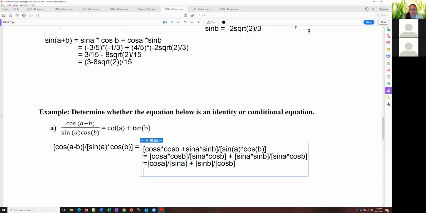Okay, and now the cosine of A over the sine of A, that's just cotangent A. So this is equal to the cotangent of A plus, and then the sine of B over the cosine of B, that's equal to the tangent of B. So I have shown that the left-hand side can be transformed into the right-hand side, and it doesn't matter what values of A and B we have. And so that means that it is an identity.